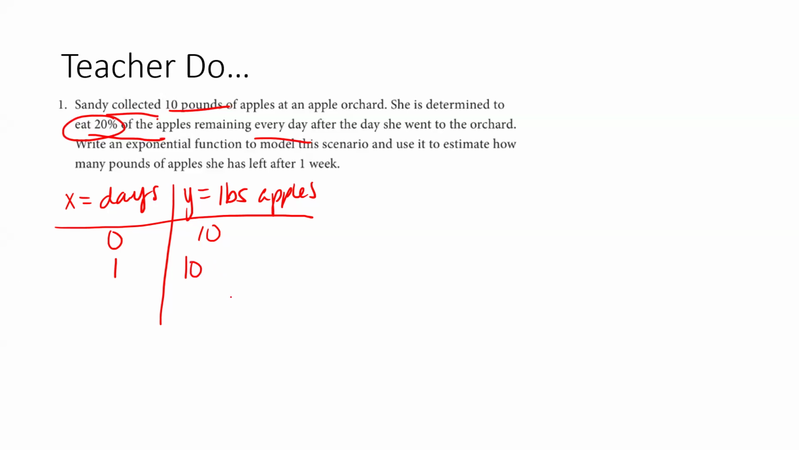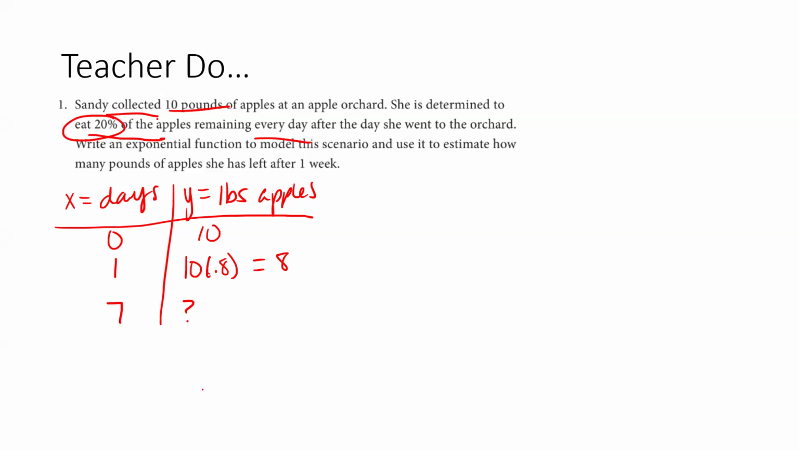0.8. Remember we talked about with the car, it's maintaining value, right? I may be losing, but what am I maintaining? So on day 1, what I have left would be 10 times 0.8. And 10 times 0.8 is 8, right? This pattern would keep going and going, because I want to know how many pounds I have on the 7th day. Would I want to keep going down this over and over?